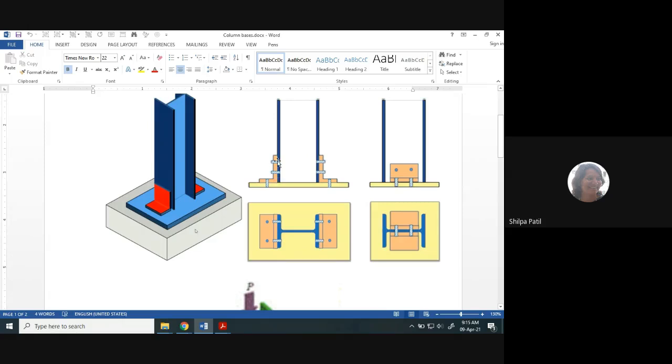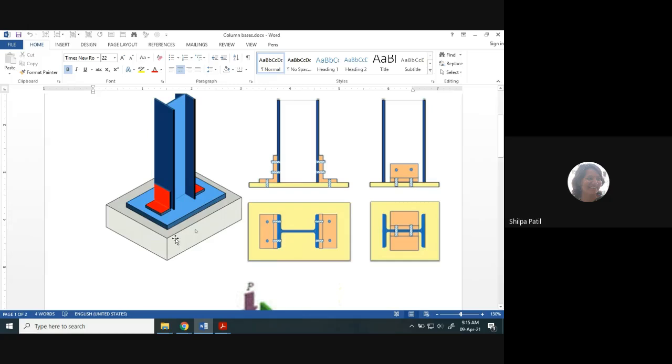If we don't want to connect the cleat angles to the flange of the column, then we connect the cleat angle to the web portion. This cleat angle will go inside here and connect the web to the plate. In that case, it will look like this. These cleat angles are connected to the web of the column, and then the second leg is connected to the base plate. The base plates are connected to the concrete pedestal below by using anchor bolts.